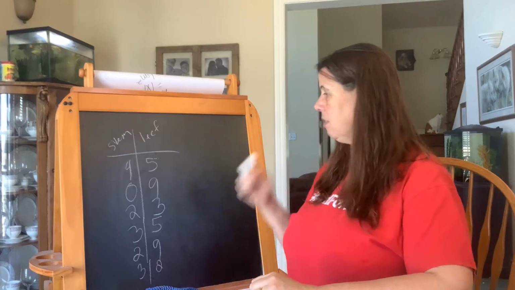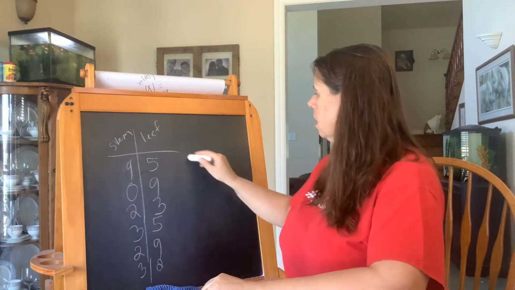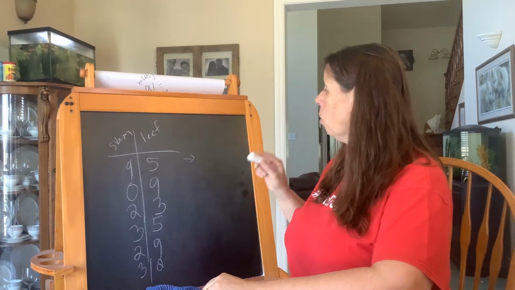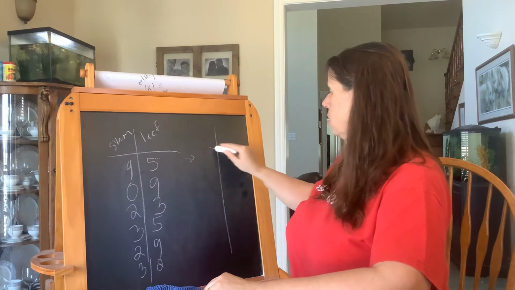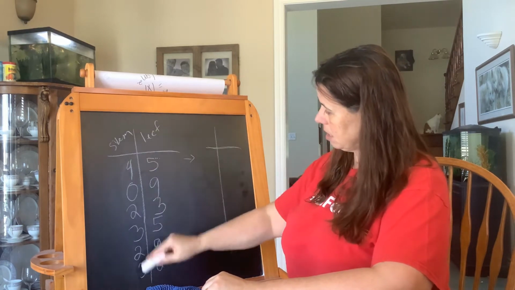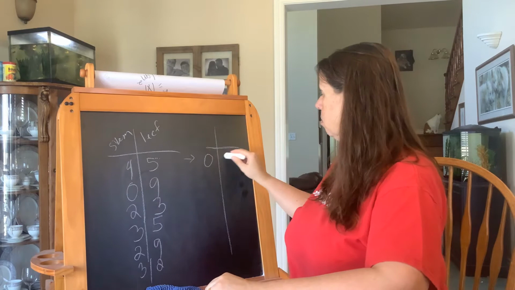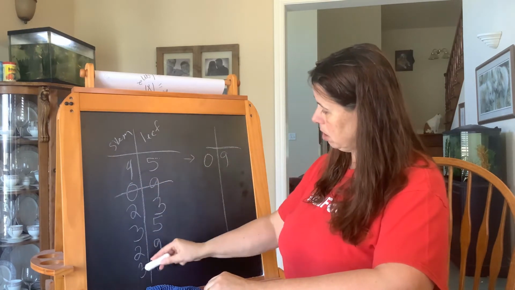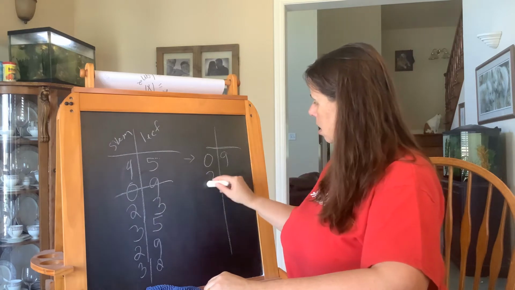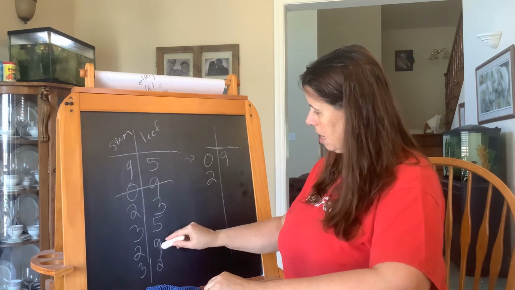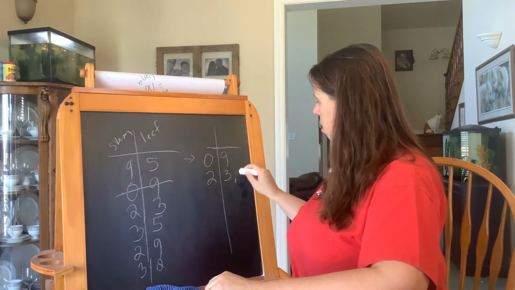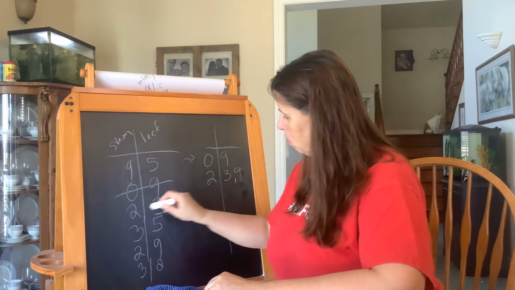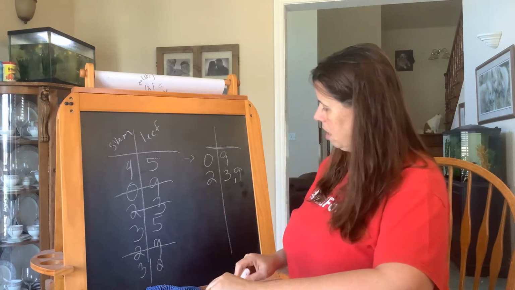Okay, but we can't leave it like this. It's very messy, right? So we're going to redo it and put it in order, right? So our smallest stem is 0. So 0, 9. Cross that one out. Our next smallest is 2. And we have a 3 and a 9. So we're going to go 3, 9. So 23 and 29 are now looked after.